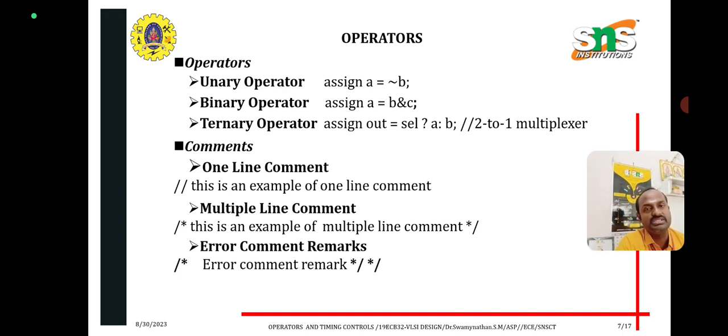Next, the comments. A one-line comment uses a double slash. A multiple-line comment uses slash star, and it ends with star slash. So these are called comments, and we use comments for our convenience.